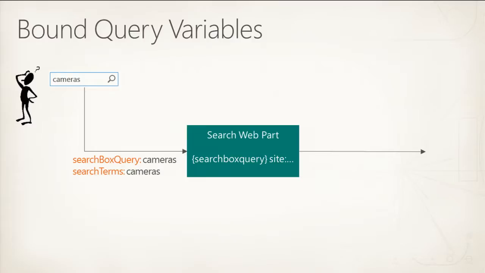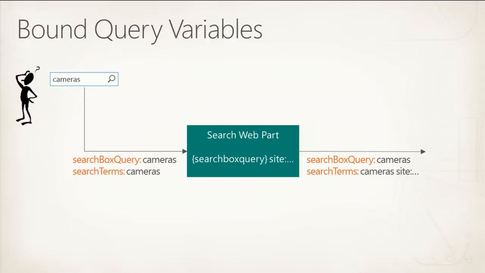So if the user types cameras, initially both search box query and search terms are going to be cameras. Now we hit the web part. It has a transform. It says replace search terms with whatever's in search box query plus a site restriction. What comes out of this, search box query is still cameras. It's never going to change. It's always what the user typed. Search terms is cameras plus the site restriction. Okay? So that's the first interesting pair.